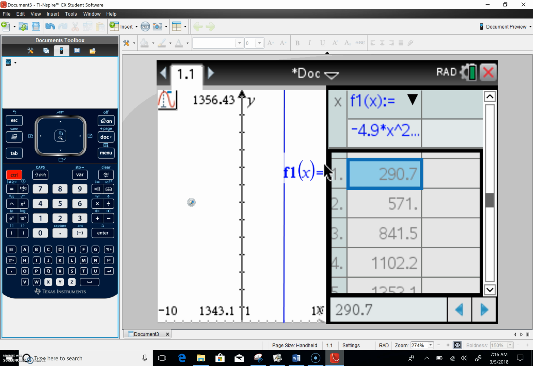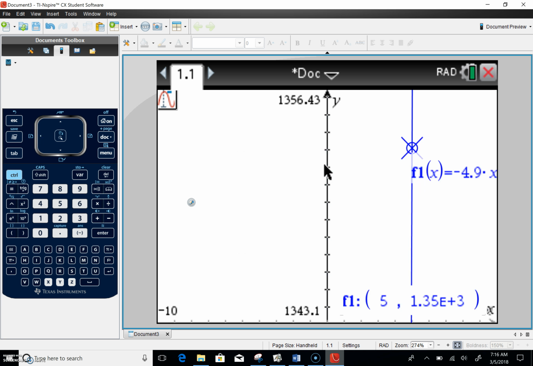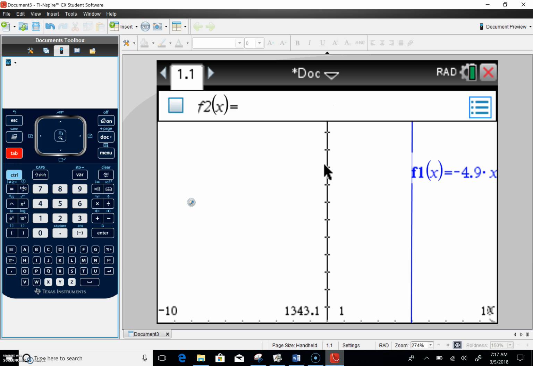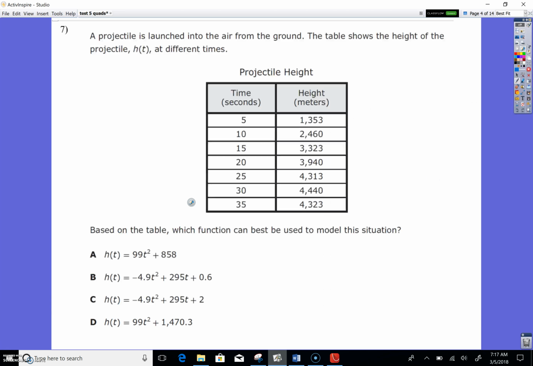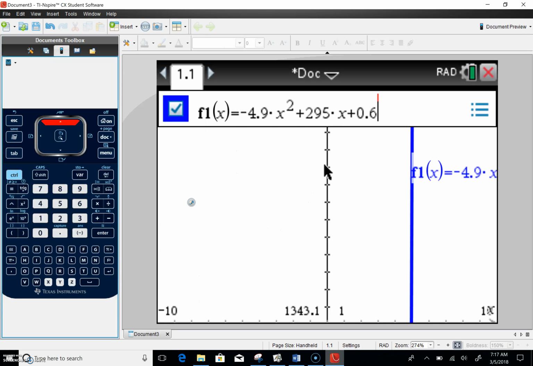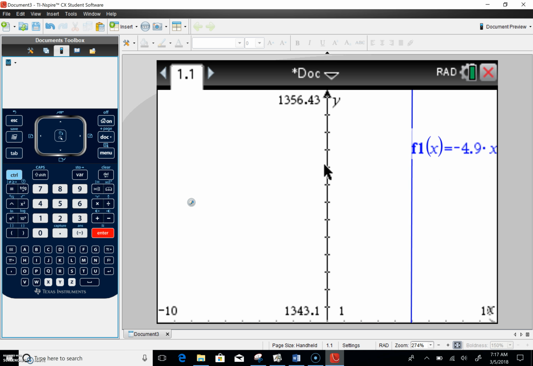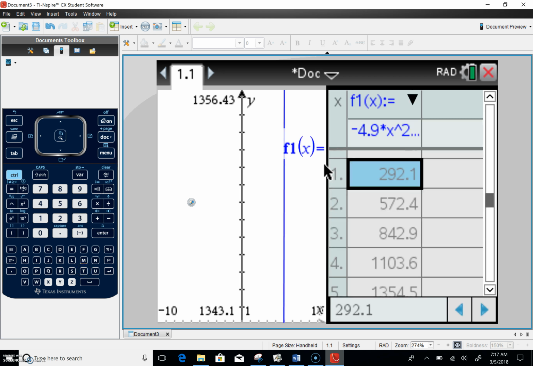Control T. Did I put the right equation in? That's the first thing to check: 295x plus 0.6. That looks correct. So I try the next one, which I don't think will work. Control T. The answer is 292, which isn't correct.